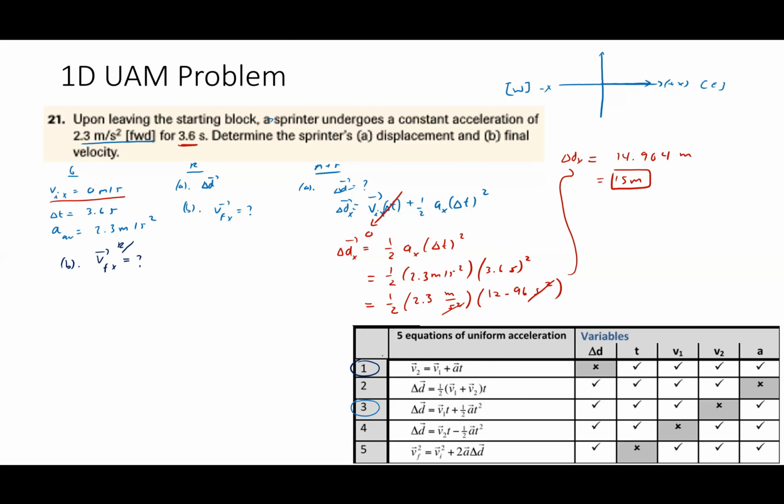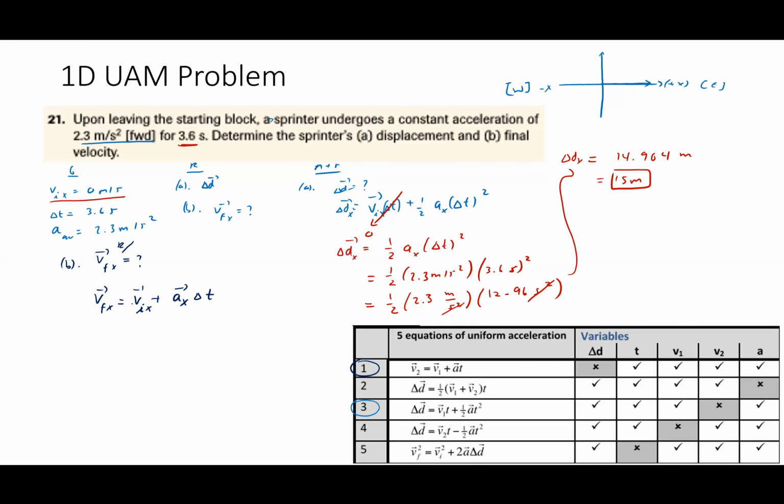You can use the other equations. They're all kind of derived from the same concept, but try to use the easiest equation available to you so you can save some time. So if you're trying to find final velocity, Vfx is equal to Vix, or initial velocity on the x component, plus acceleration on the x component times delta t, right?